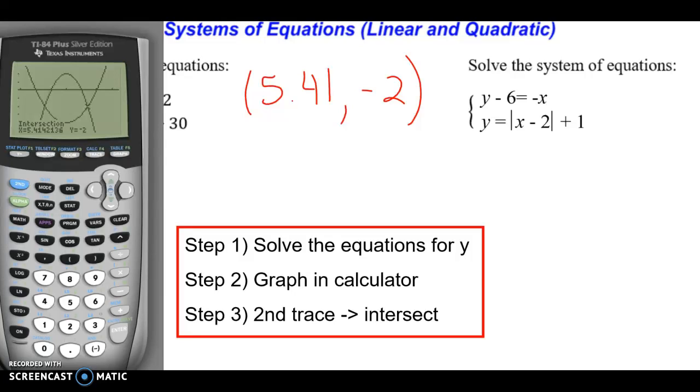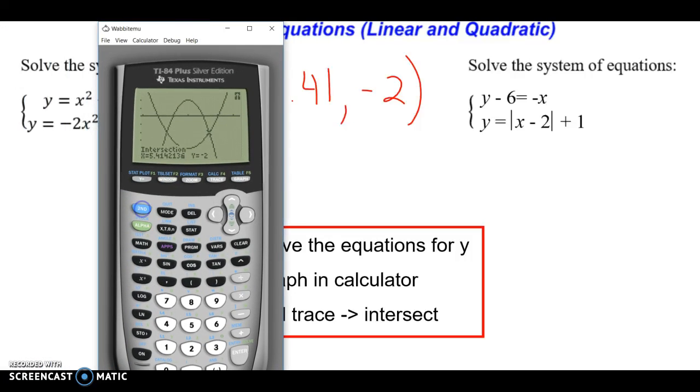Now find the other one on your own. See if you can go through that process on your own without having any help. You get 2.59. Yes, sir. Comma negative 2.